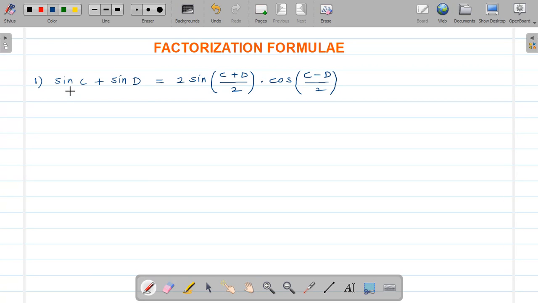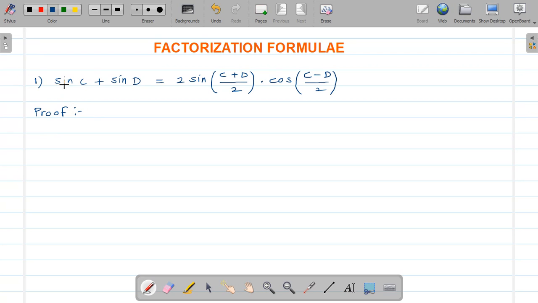If you want to convert the addition to the multiplication, then we have to use the factorization formulae. It is the conversion of addition to the multiplication. If you have the term of the trigonometry in the form of addition, and if you want to convert it into a product, then we have to use the factorization formula. Now let us see the proof of this. For that we have to use the compound angle formula. Okay, so let us see the proof.